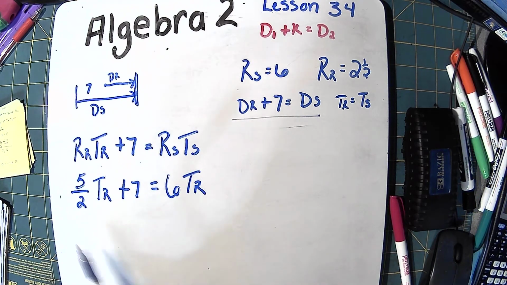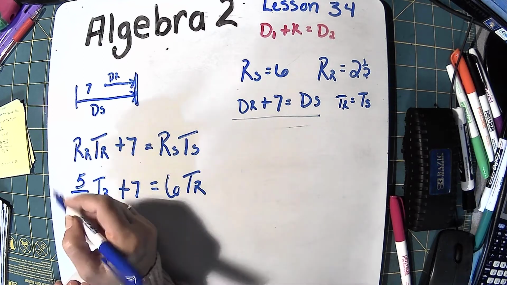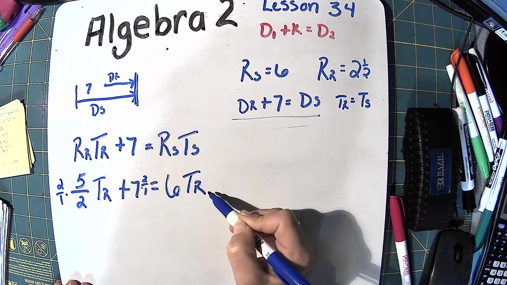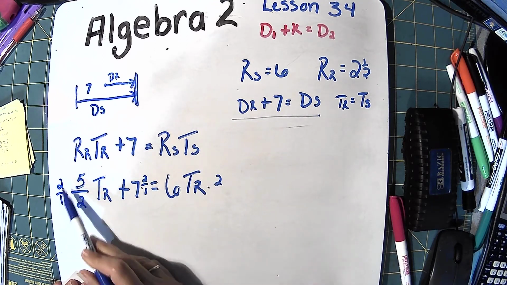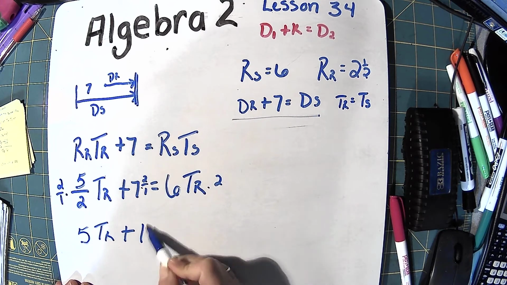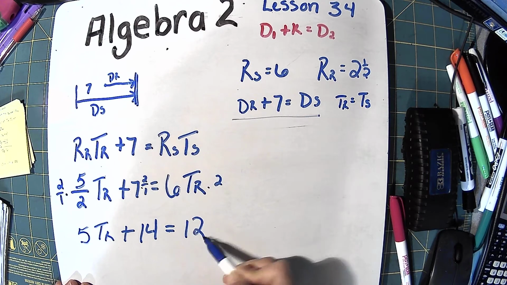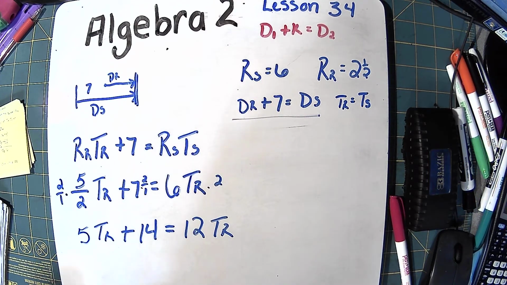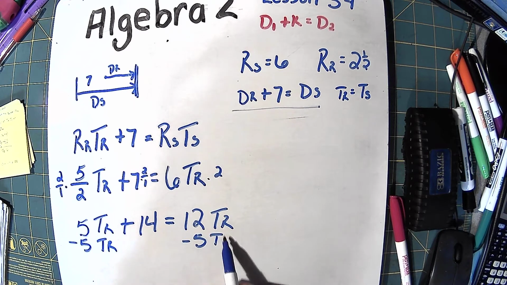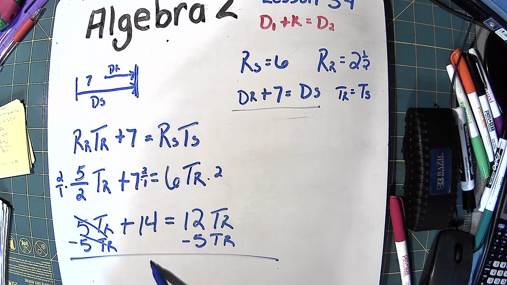Now, this is confusing because we have this fraction in here, so I'm going to multiply everything times 2. And that would make 5 times the time of Robin plus 7 times 2 is 14 equals 6 times 2 is 12. That's going to make everything a lot easier if we get rid of that fraction. So now what we have to do is minus 5, and we're going to get 14 equals 7 times the time of Robin.